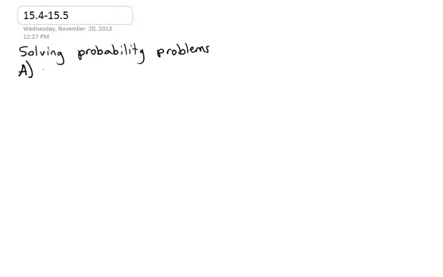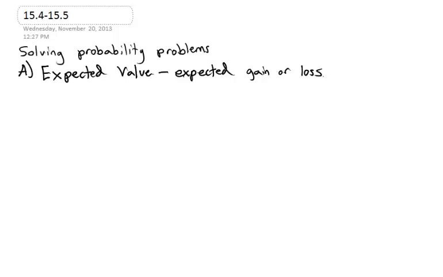The first one we're going to take a look at is the expected value. This is the expected gain or loss. The classic example is, if you play the lottery, will you win or lose, and how much on average in the long run? Or the more applicable place in the business world, an insurance salesman selling an insurance policy for such and such a price, and how much will it cost the insurance company or make the insurance company in the long run?